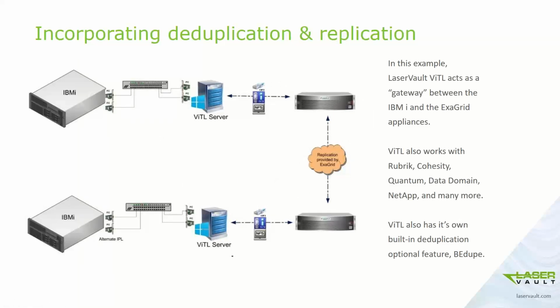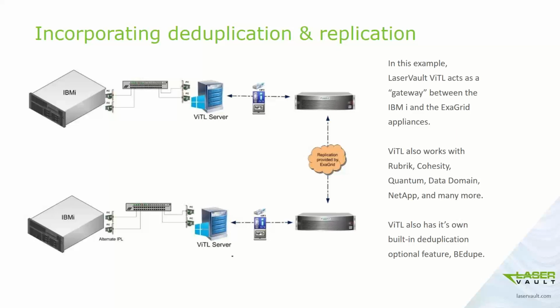Deduplication and replication. We actually work with several deduplication appliances for storing IBM i saves. Some of those are Rubrik, Cohesity, Quantum, Data Domain, NetApp, Exagrid. So what this means is that if you're currently using any deduplication appliance backup solution and you would like to leverage that disk space for your IBM i backup, if you've made an investment in any of that SAN or NAS storage, that can also be used for your backups.